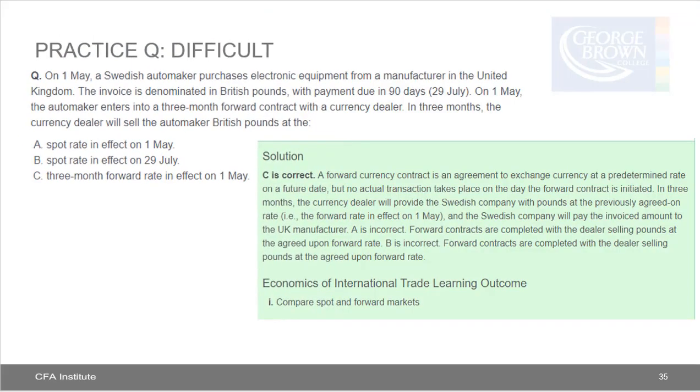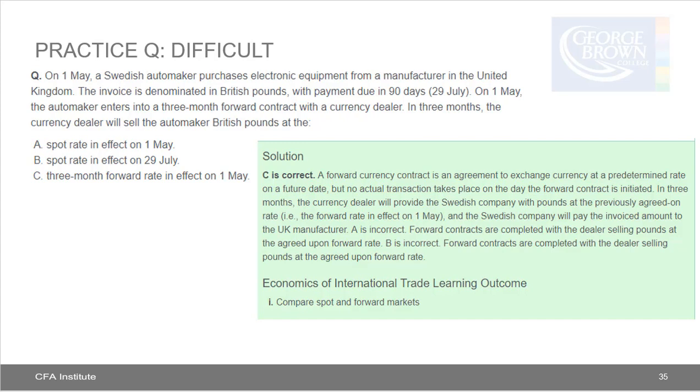Actually, I don't think that question is all that difficult. So C is correct. A forward currency contract is an agreement to exchange currency at a predetermined rate on a future date, but no actual transaction takes place on the day the forward contract is initiated. In 3 months, the currency dealer will provide the Swedish company with pounds at the previously agreed on rate, i.e. the forward rate in effect on the 1st of May, and the Swedish company will pay the invoiced amount to the UK manufacturer.